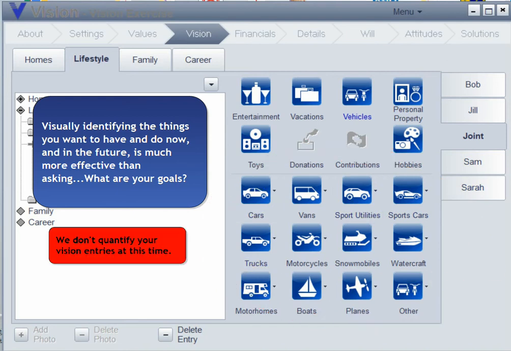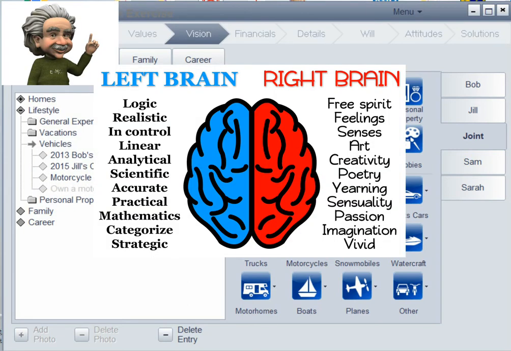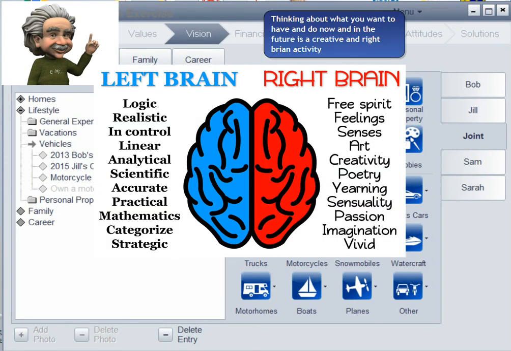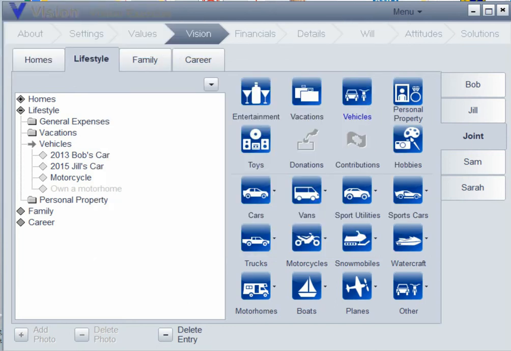Now, as we identify the things that you want to have and do, we do want to try to stay away from quantifying them. And again, it's because of the way our brains work. Identifying vision is a creative right brain activity. Putting a cost to those visions is a left brain activity. So if we did both things at the same time, back and forth, you'd become tired, and you'd actually limit the number of vision entries that you'd make.